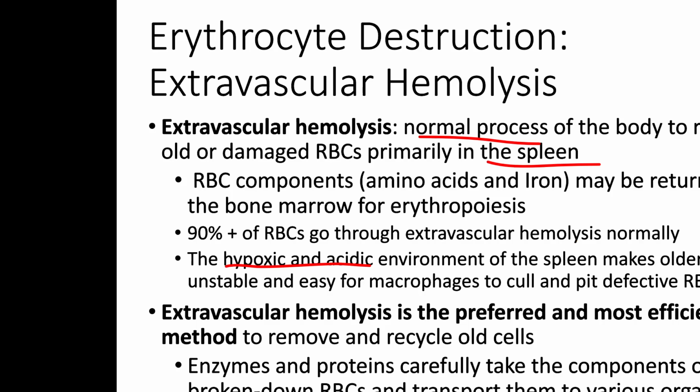Good RBCs will be able to cope with a little bit of stress from the environment, but older RBCs will not be able to. And that allows the macrophages to go in and scoop them up and phagocytose them. And again, we prefer extravascular hemolysis. That way we're not just having things bouncing around in your body, and we can also reuse the components that make up the red cell.